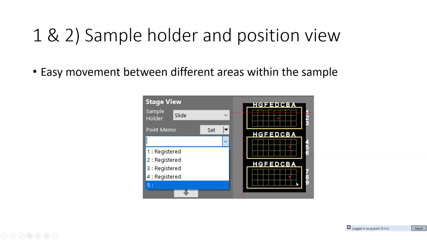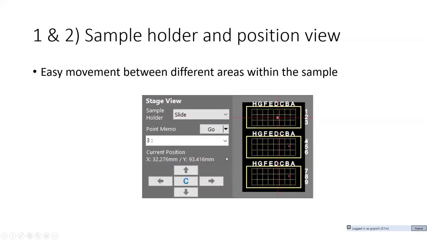So you can set up the point memo for different regions. So for example, if this is where my first cover slip was, I can just go and click over here, which is where my first sample of interest is, go on to the second slide, and again, go and set for the second point, go somewhere else, and set for the third point. So in that way, you can easily go between slides and between samples, okay? And that's pretty much it.